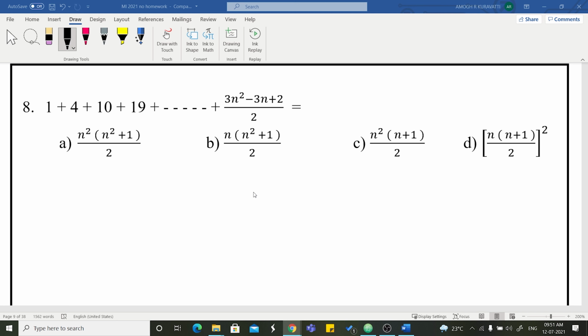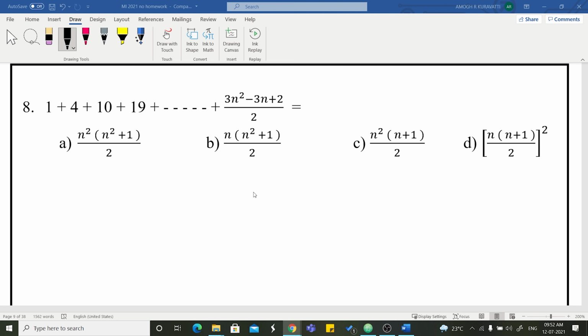By using mathematical induction, it consists of 3 steps. Step number 1, n is equal to 1. Step 2, n is equal to m. Step 3, n is equal to m plus 1. In all cases, the given data holds good. This is the proper method. Leave the proper method. Go for the shortcut method.